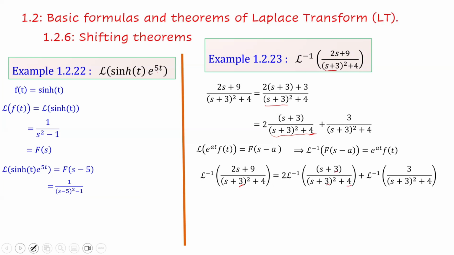So therefore we will get 2 L inverse. So this is e to the power minus 3t cosine 2t, and this is 3 over 2 e to the power minus 3t sine 2t, because a is equal to minus 3.